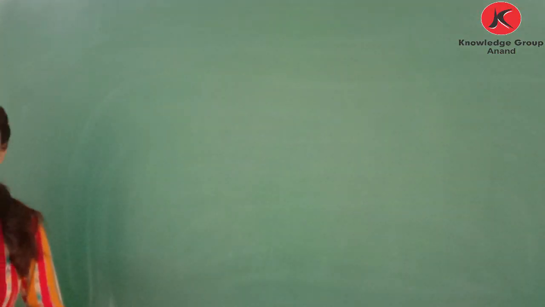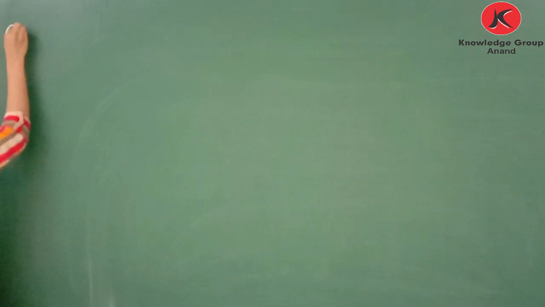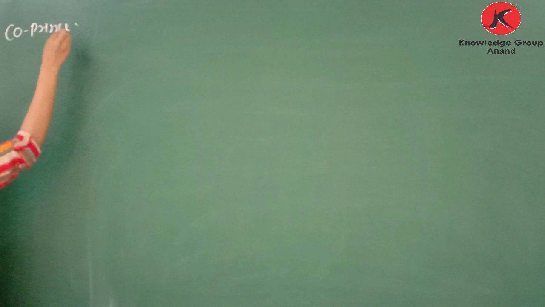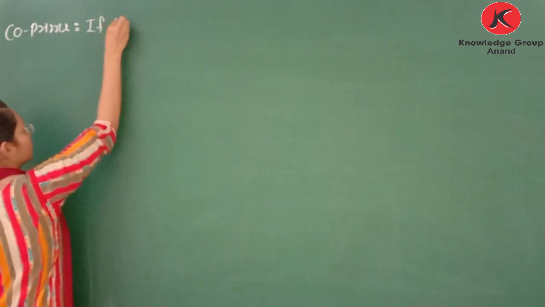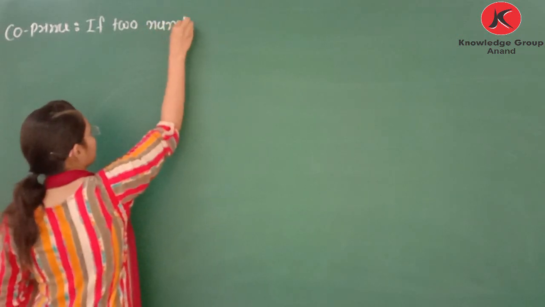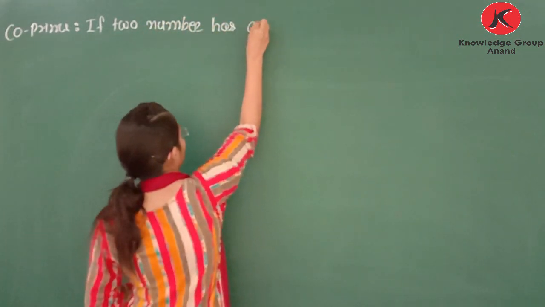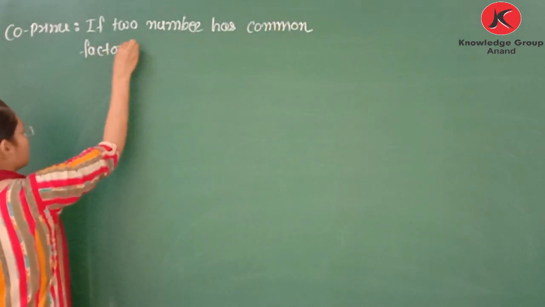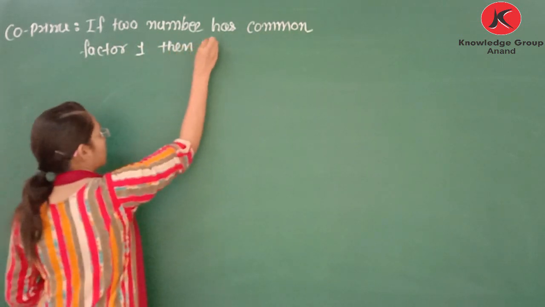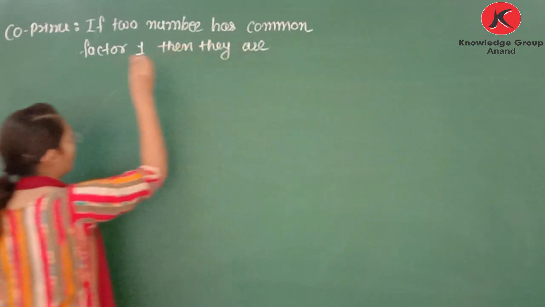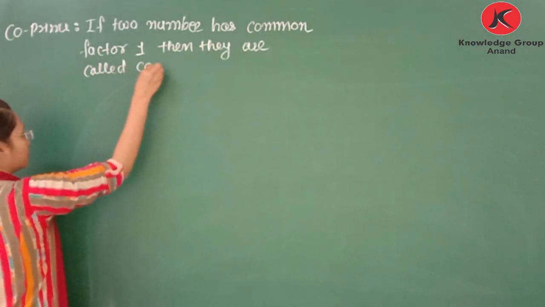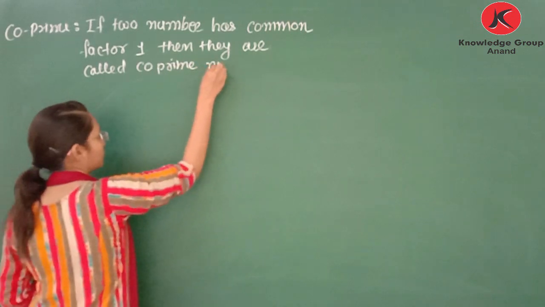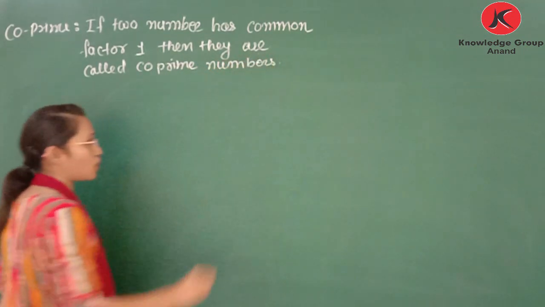Also we learn one concept about co-prime. Co-prime numbers mean what? Co-prime means if two numbers have a common factor, we already learned about the common factor, if two numbers have the common factor 1 only, then they are called co-prime. Okay, let's revise the concept of common factor.